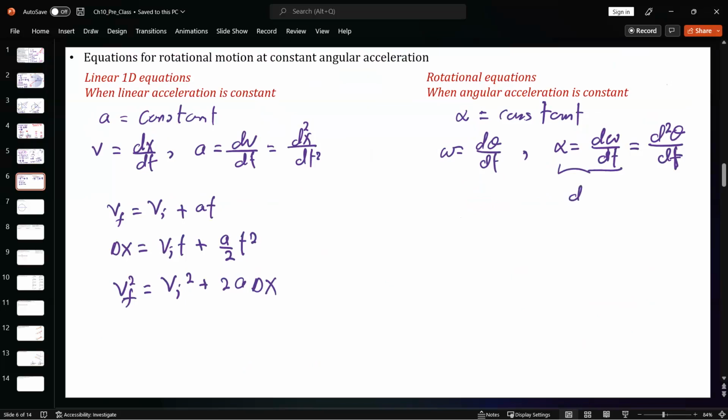So this is going to be d omega equals alpha times dt. Let's integrate both sides. Then the left hand side becomes omega final minus omega initial. With alpha remaining constant, this is going to be just t. So what we end up with is this formula: final angular velocity equals initial angular velocity plus angular acceleration times the time.